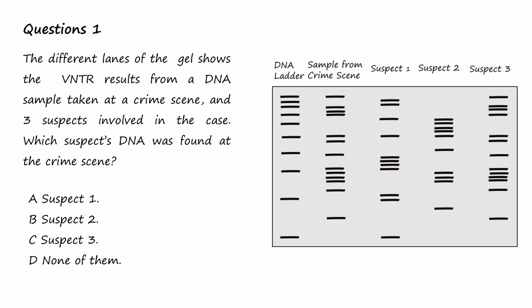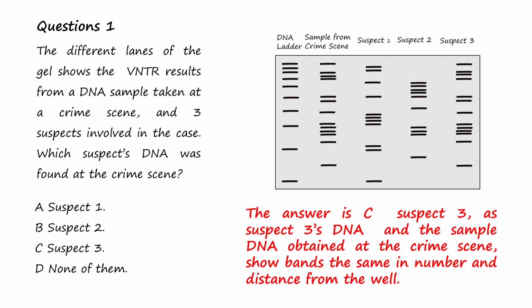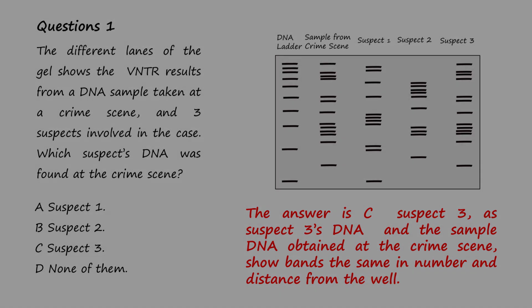Question 1. The different lanes of the gel show the VNTR results of DNA samples taken from a crime scene and 3 suspects involved in the case. Which suspect's DNA was found at the crime scene? A. Suspect 1, B. Suspect 2, C. Suspect 3, D. None of the suspects. The answer is C. Suspect 3, as suspect 3's DNA bands are the same in number and distance from the well as the sample DNA obtained at the crime scene.